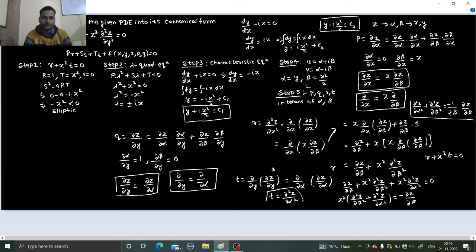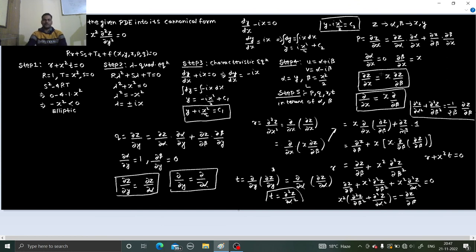y + i x²/2 as c1 and y - i x²/2 as c2. Then we moved on to step 4, where we just replaced c1 and c2 by u and v. Then further we took alpha as the real part and beta as the imaginary part. Now our goal was to write P, Q, R and T in terms of alpha and beta, because S was not there in this problem. So starting off with P, here Z is a function of alpha, beta, which are further functions of X and Y. So del Z by del X can be calculated as del Z by del alpha into del alpha by del X, similarly del Z by del beta into del beta by del X. Similarly, calculate for Q.